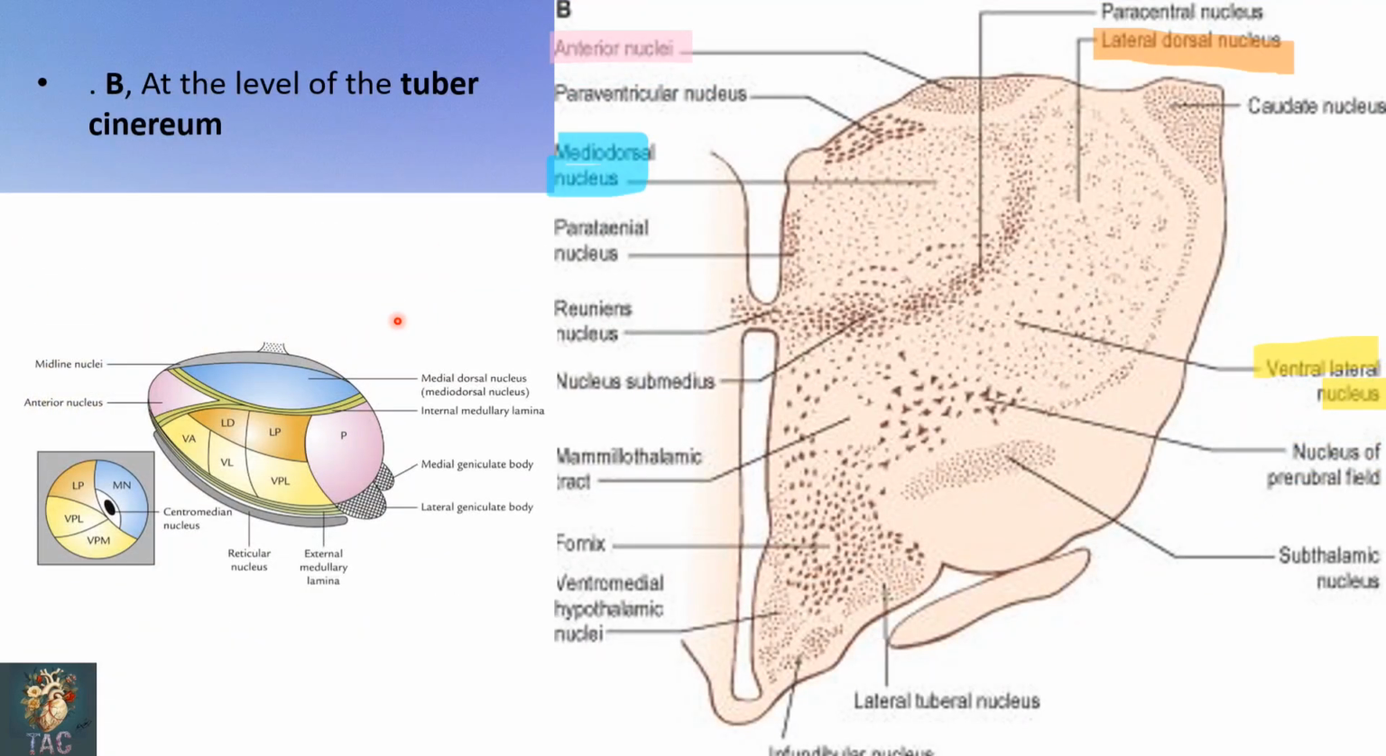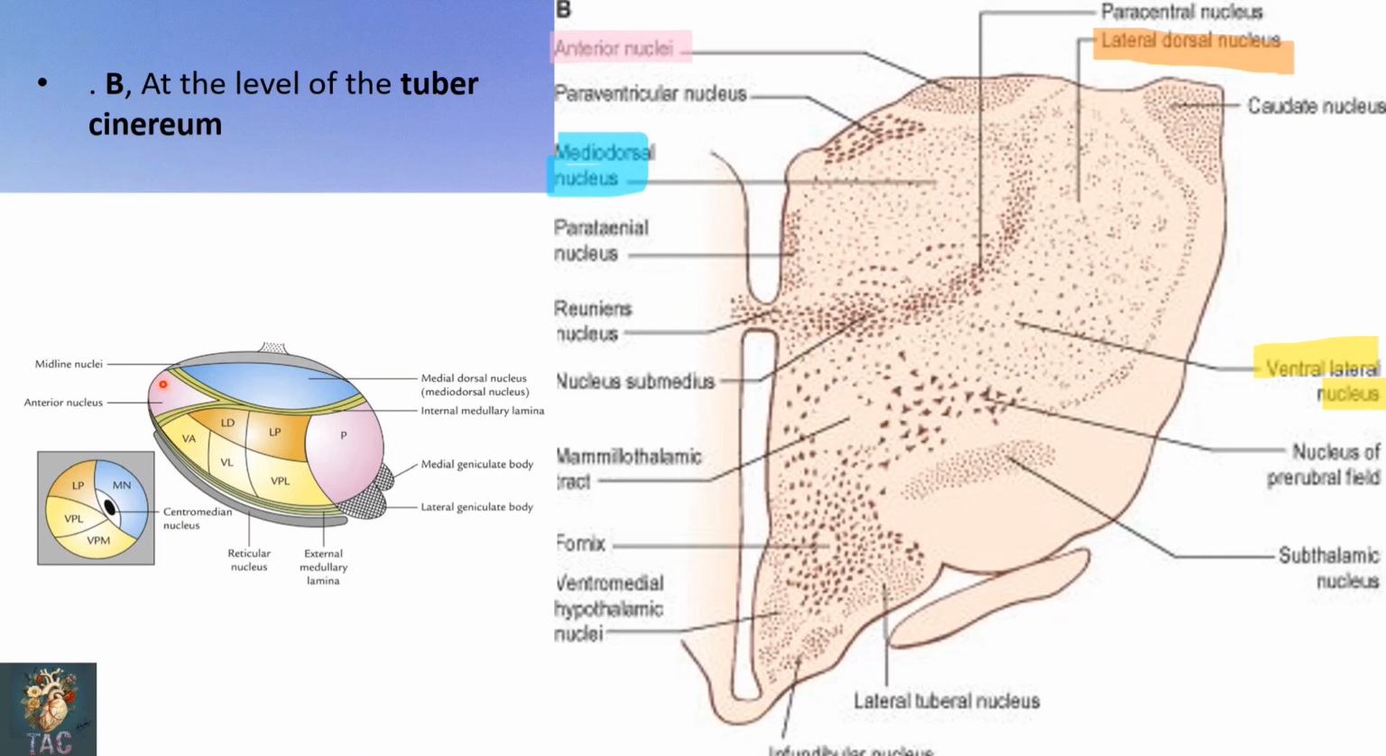So this is the slide, again the section of the thalamus at the level of the tuber cinereum, and then there the diagrammatic presentation. So here you can see at this level the anterior nuclei which are present over here, and then the mediodorsal nucleus or dorsomedial nucleus. So color shows you this is the area of the dorsomedial or mediodorsal nucleus, and here you can also see the dorsomedial or mediodorsal nucleus.